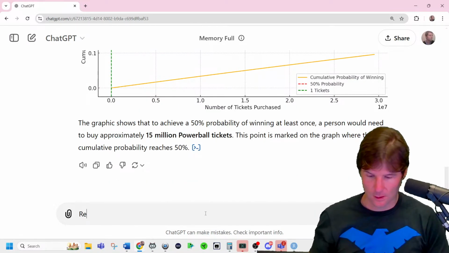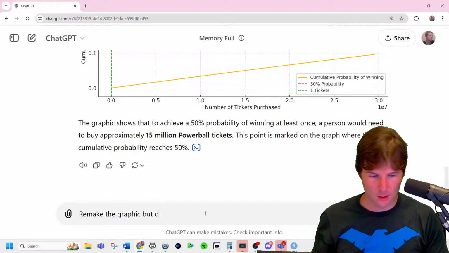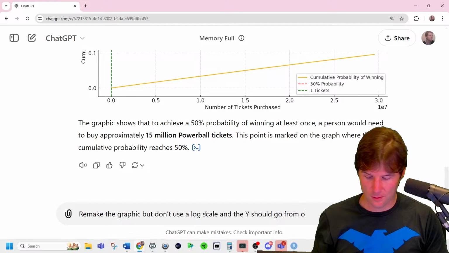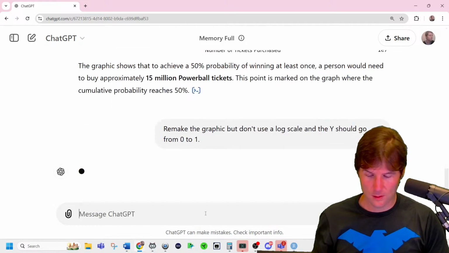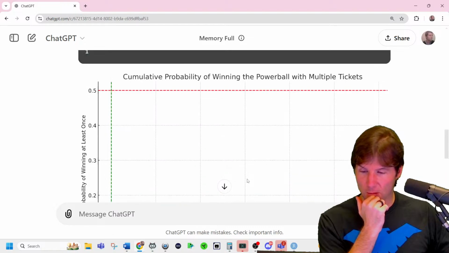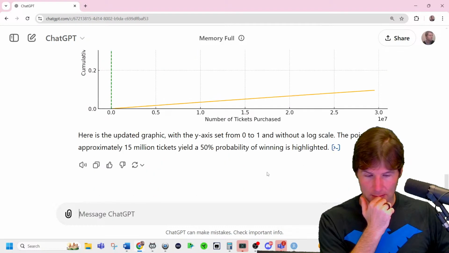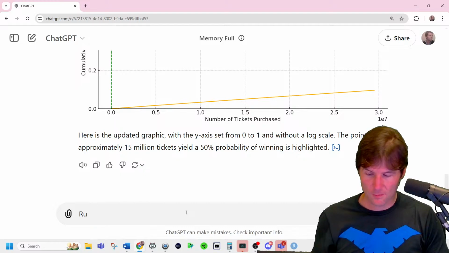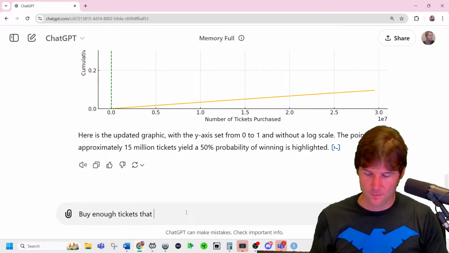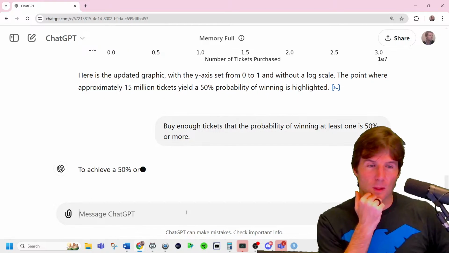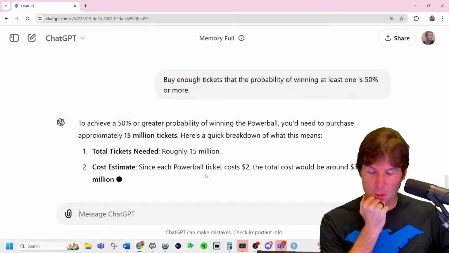Really? Remake the graphic, but don't use a log scale. And the Y should go from 0 to 1. Cumulative probability. It never reaches it. That's a bad graphic. We've got to buy that many tickets? Run, buy enough tickets. There you go. Oh, you need to purchase 15 million tickets.